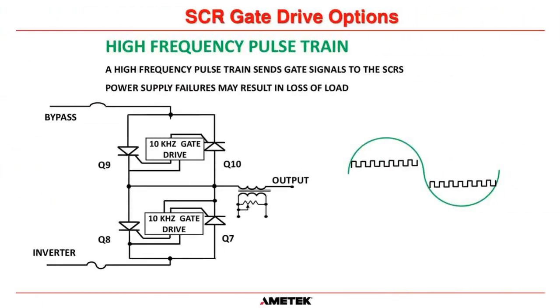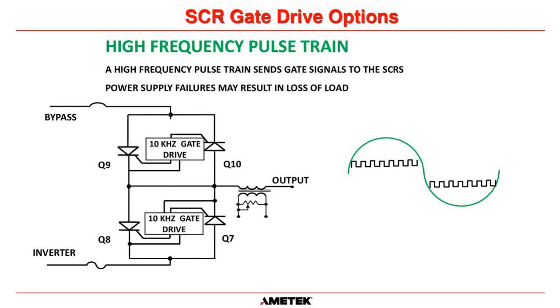So how do we gate on the SCRs? We're going to use SCRs as the switch, but somehow we have to tell them when to turn on. So there's a couple means of doing this. And most of the vendors out there use some kind of a high frequency pulse train right here. So they've got a gate drive control circuit, and similar to what we do for a pulse width modulated inverter, we send out a string of pulses that tells the SCRs to turn on at the right time. Okay, and this works pretty good.